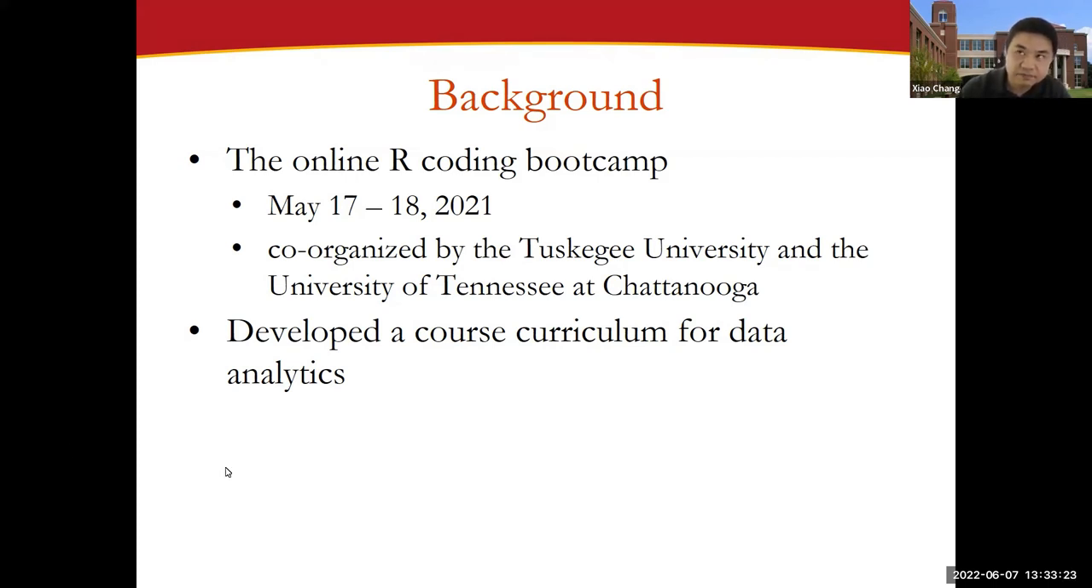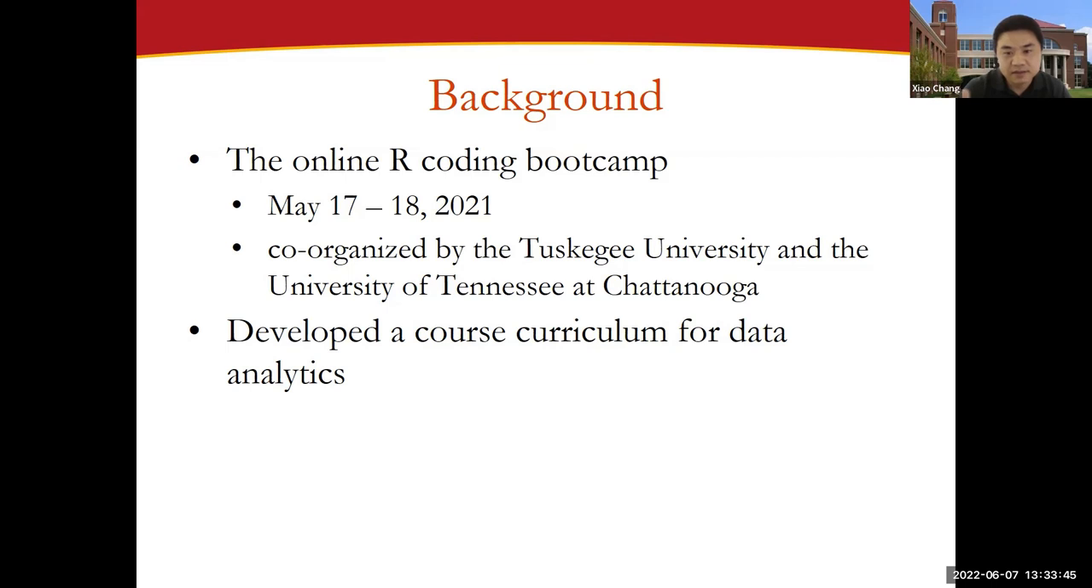I teach another course, data mining and machine learning. The data analytics and data mining and machine learning courses have overlapped. So we talk about how I deal with this problem.